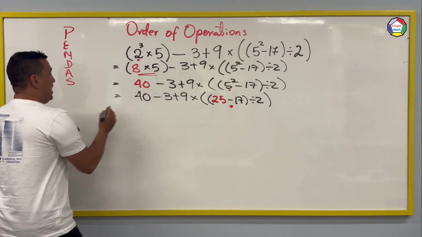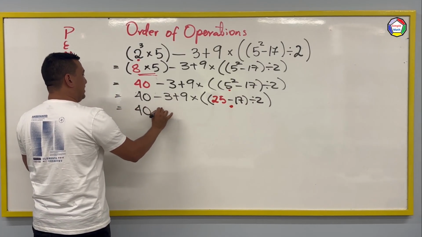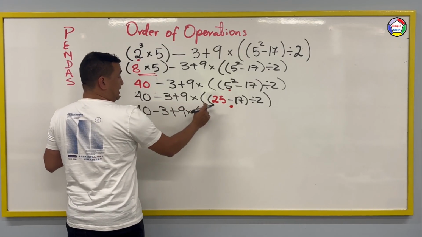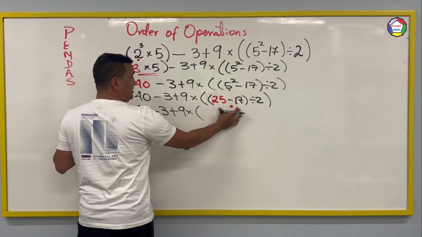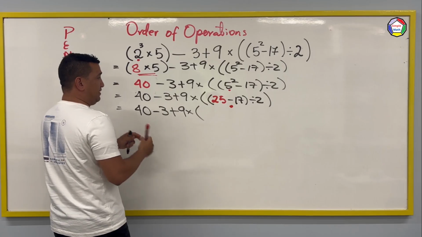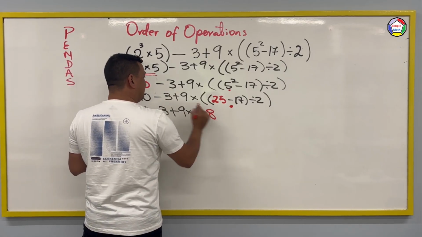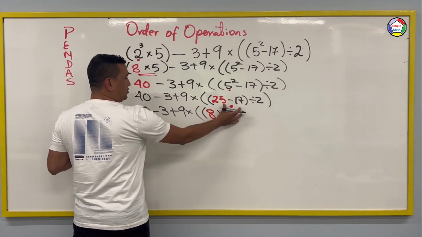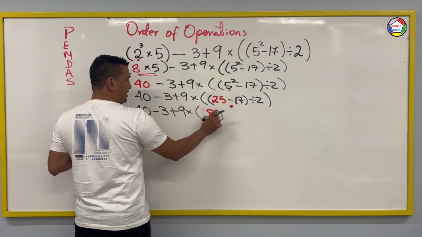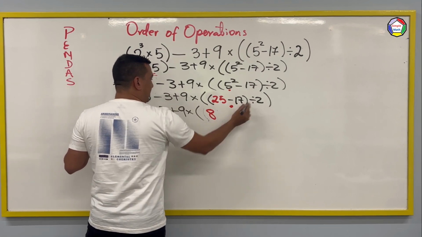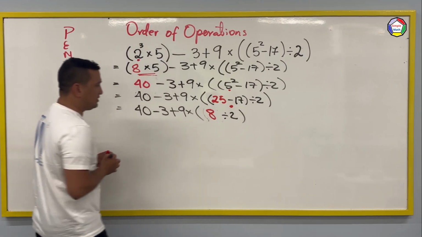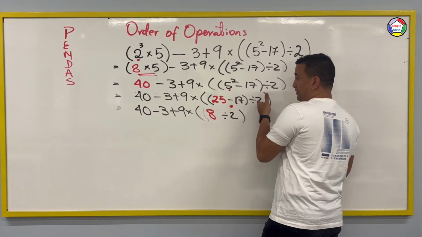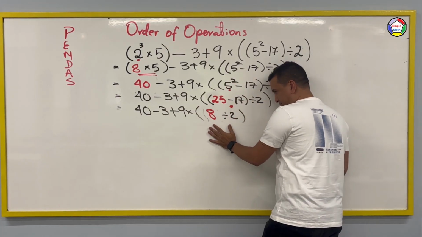25 minus 17. Again, I will repeat everything the same. 40 minus 3 plus 9 times parenthesis, yes. And then I'm going to solve this. How much is 25 minus 17? 25 minus 17 is 8. And the solution is in a parenthesis. But look, this is the solution of the parenthesis, so it's not necessary to write the parenthesis again. Divided by 2. I close the parenthesis. I'm going to use PEMDAS again. Remember, we're working the solution of this big parenthesis that became this parenthesis.